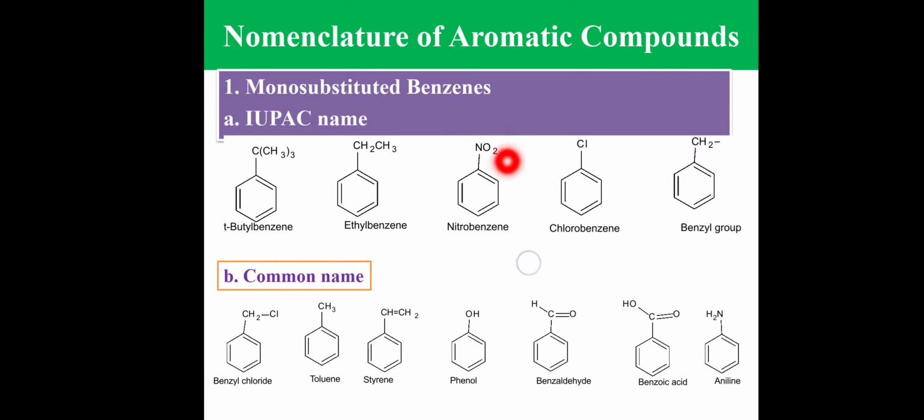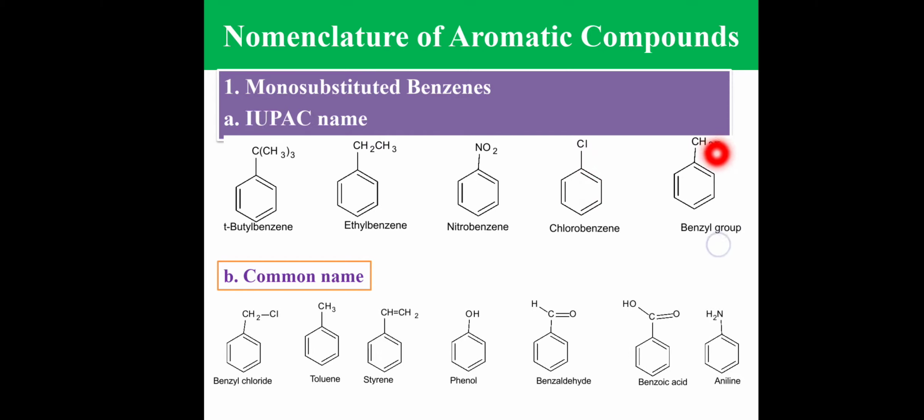Here NO2 and here benzene. That NO2 means nitro, and here benzene, so nitrobenzene. Then in the next example, here chlorine and benzene. That means chlorine is chloro, and benzene, so chlorobenzene.